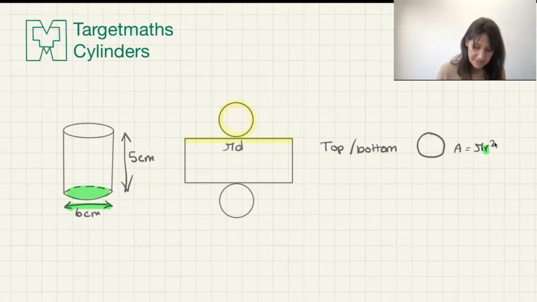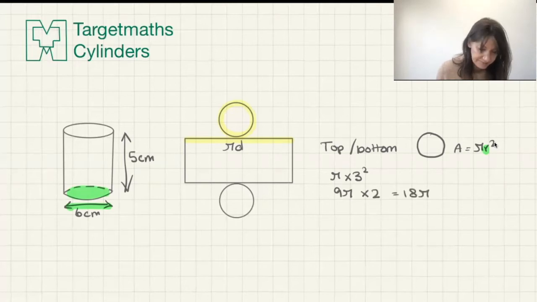I want the radius, so I halve that, and I'm going to be doing pi times 3 squared, which is obviously 9 pi. I don't just want one, I want two, so I double it, which will give me 18 pi. It's up to you what you do here. I quite like leaving it in terms of pi, because if I change it now, I'm going to have a decimal to work with, and I'm only halfway through the question.